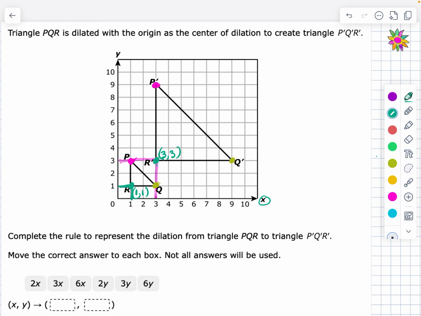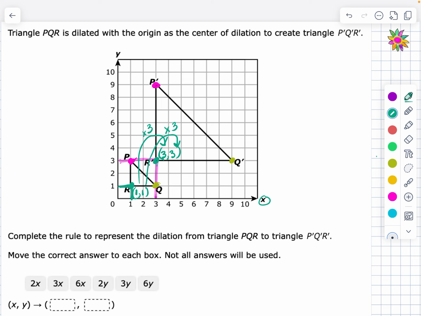You may see it right away. What do I have to multiply 1 by to get 3? And of course the other one's identical. What do I have to multiply 1 by to get 3? Well, 3. We have to multiply each of those by 3. You've got your answer already, but let's go ahead and check one more just to make sure.